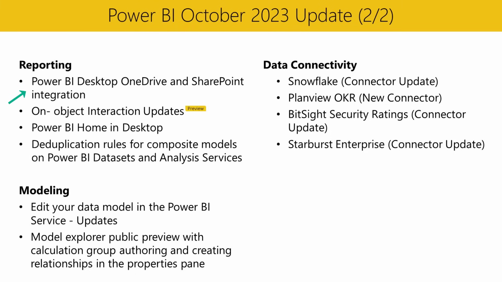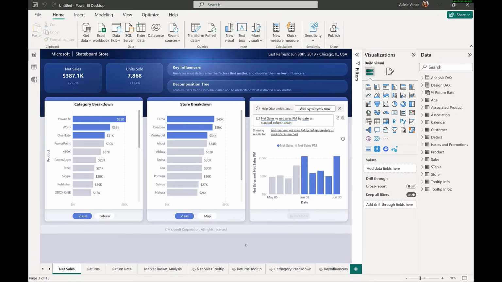You can open reports stored in OneDrive and SharePoint through the File menu, save files directly to OneDrive and SharePoint, and share reports stored in OneDrive and SharePoint directly from Power BI Desktop. I'm going to hand it over to Lauren for a quick demo. Let's take a look at the new Power BI integration with OneDrive for Business and SharePoint experiences.